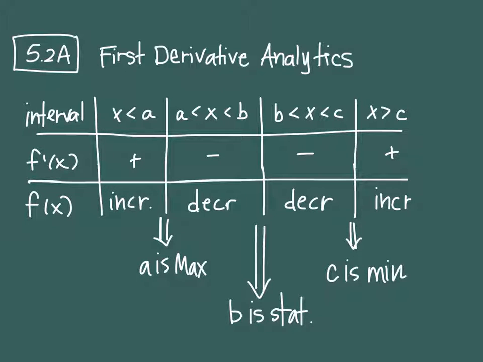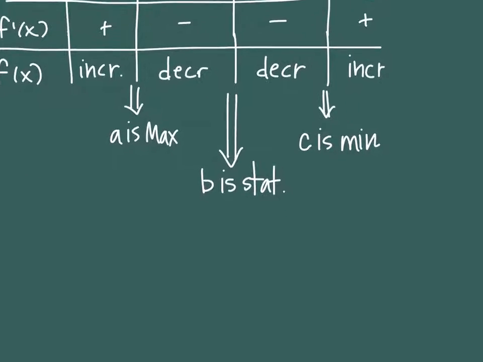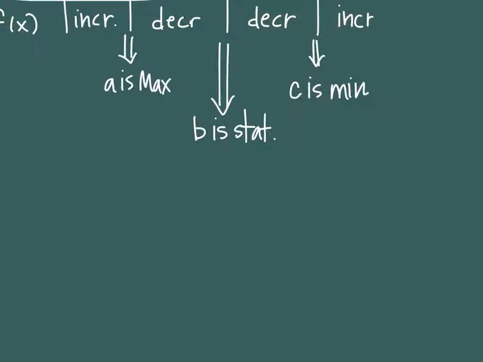Can you draw that picture now for me? All right, so let's slide this up here a little bit. We know that A is a max, C is a min, B is a stationary point. Something that might work for that, A, B, and C. We know that, according to the analytics, before it gets to A, the function must be increasing. So my function must be coming up. And once it passes A, it changes to decreasing.